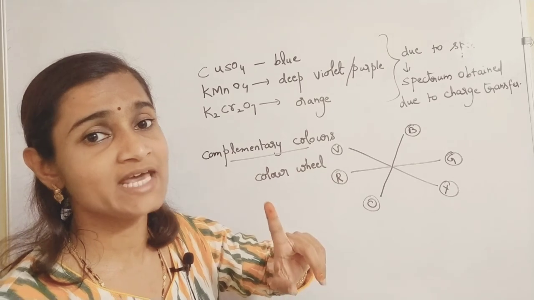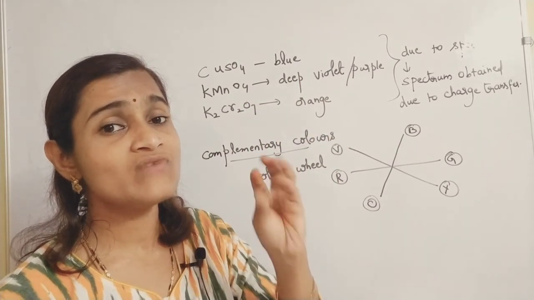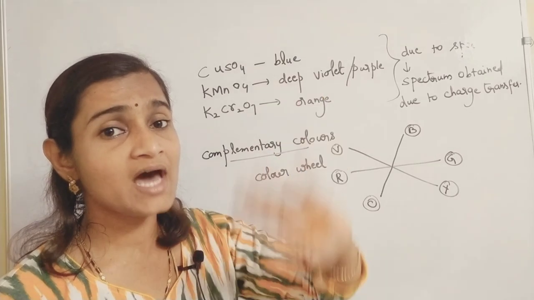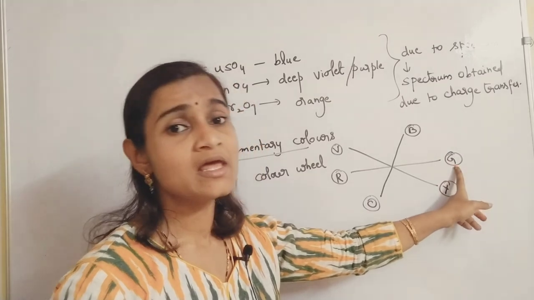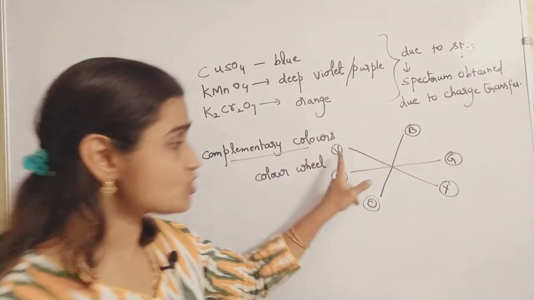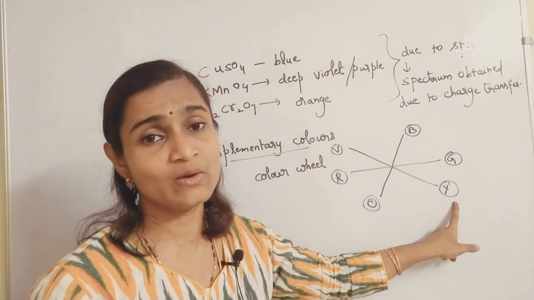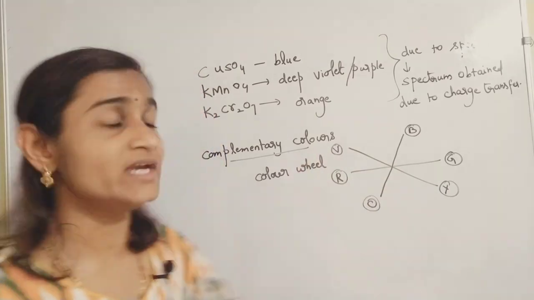Please understand the points carefully. That's why in KMnO4, in the band spectrum, what I told, 5 dark bands appeared in the green region. That means the absorbed color is green, and the salt appears in violet color. Actually if it is light violet, it should be yellow. If it is deep violet, it will become green. Please understand this point carefully.